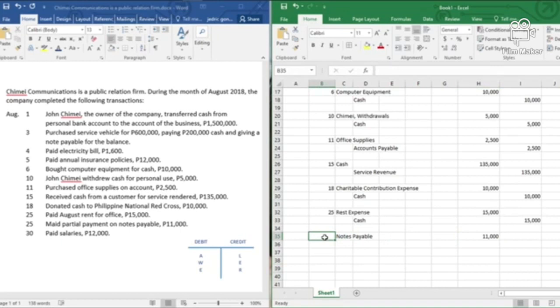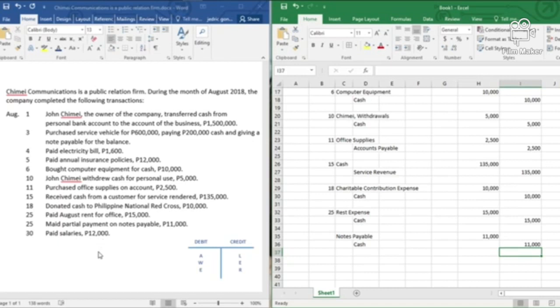Ano ngang date ito? This is still 25. Pwede nang hindi isulat. Then, ano ang pinangbayad mo? Still cash. So, si cash is an asset. Kabaliktaran kapag nagbabawas ka ng pera sa company. So, credit mo ulit si cash. And lastly, nung August 30 daw, nagbayad sila, paid salaries, 12,000.